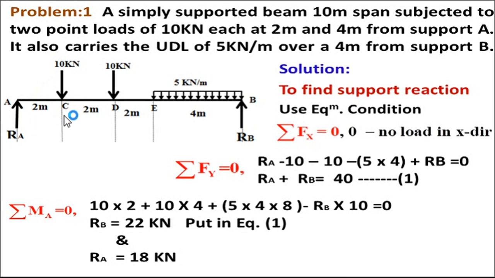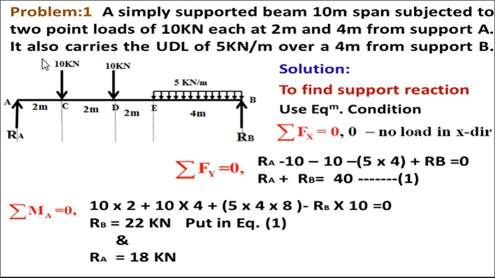This 10 into 2. Clockwise we are going to take positive, anti-clockwise negative. Or you can take vice versa: anti-clockwise positive, clockwise negative, no problem. As per your convenience, you can take the sign convention. But here, you should differentiate clockwise direction and anti-clockwise direction. Sign convention doesn't matter which you are taking positive or negative.